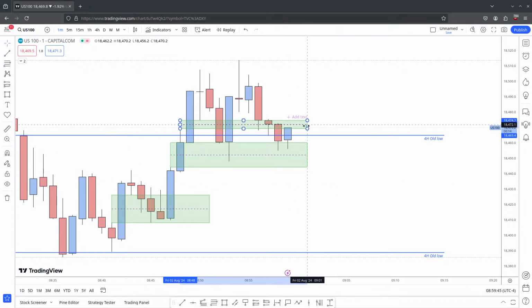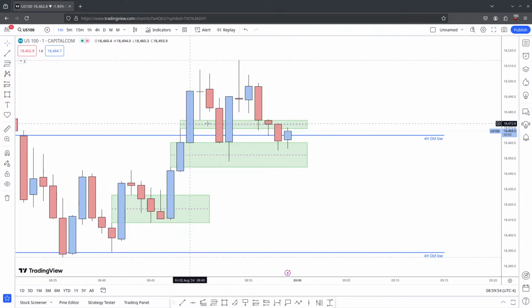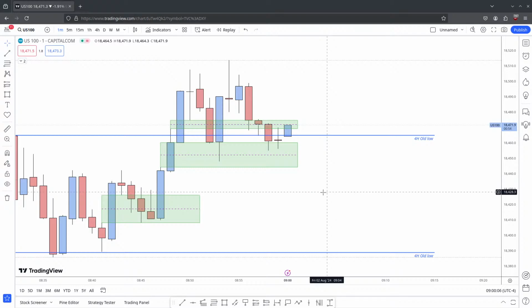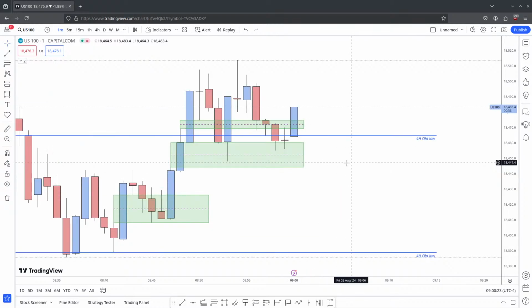Let's now get a close above this imbalance. This would then be an inversion now since we traded below that and back above it again. Okay, nice move through that inversion. We do want to see a close above that. Beautiful push through that level.